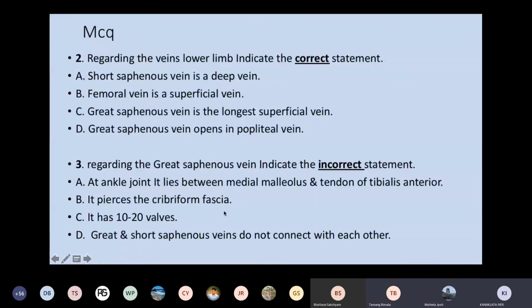So now that is the end of the lecture. This is an important lecture, though it is veins. Do everything about the great saphenous vein and the varicose veins. Okay, so this is the end of the lecture.